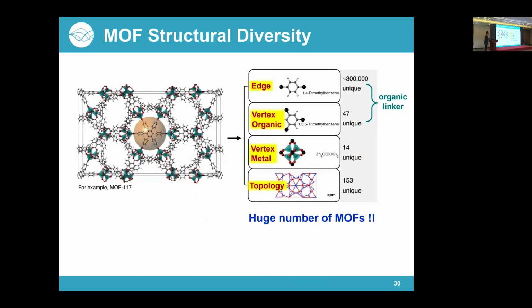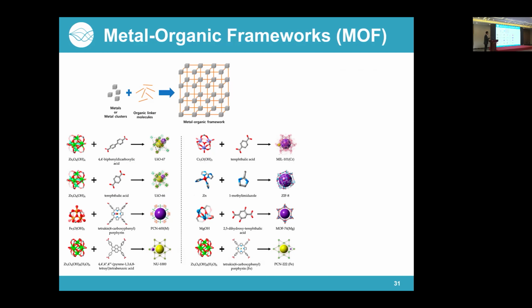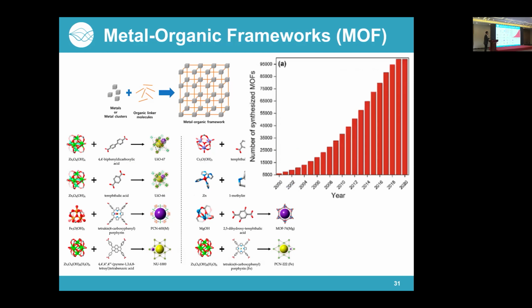Okay, so we have edge, we have vertex organics, we have vertex metal, we have topology, and this gives you a huge number of MOFs. So this is MOF structure diversity, and yeah, this also shows you how many different metal-organic frameworks have already been synthesized. So the question is how to design it.